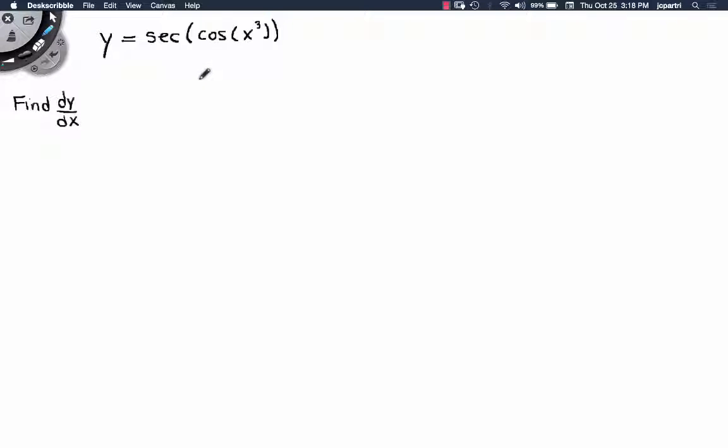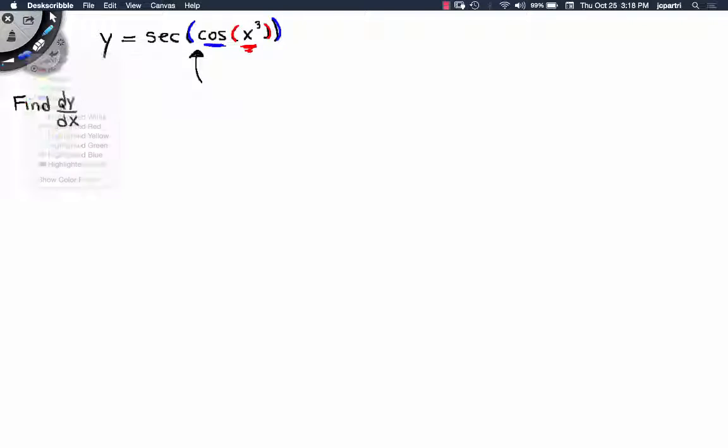In order to do this, we have to treat this as a composition. So I have to find an outer function, an inner function, and then another inner function. Notice the x cubed is inside of the cosine, and notice the cosine is inside of the secant.